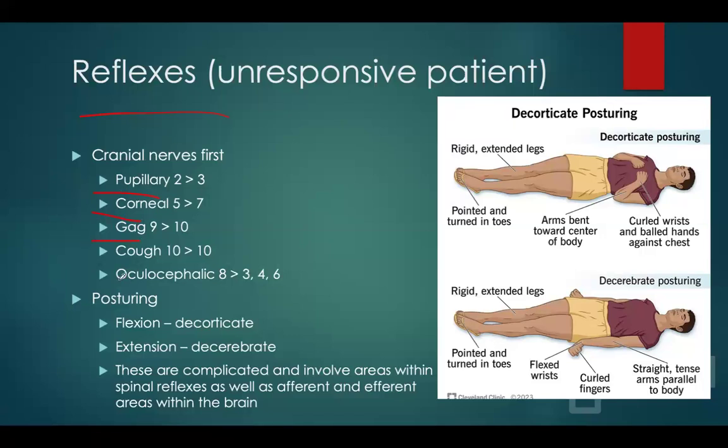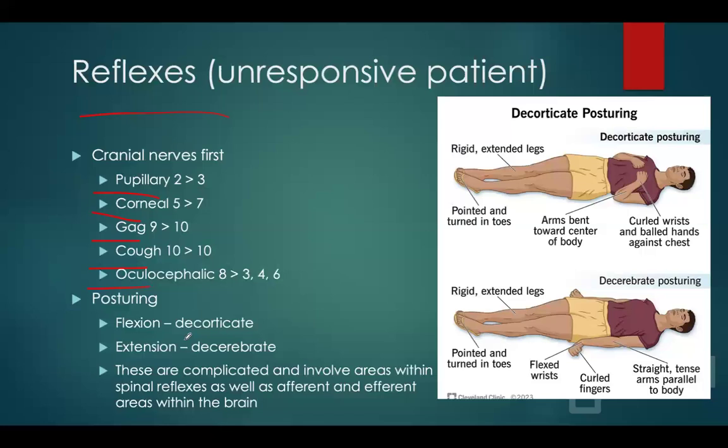You want to check their pupils, which is something you guys know how to do. You want to check their corneals, their gag reflex, and their cough reflex. And you want to remember where those areas are in the brain, and in what order they might end up diminishing in somebody who is either intoxicated or very, very critically ill.